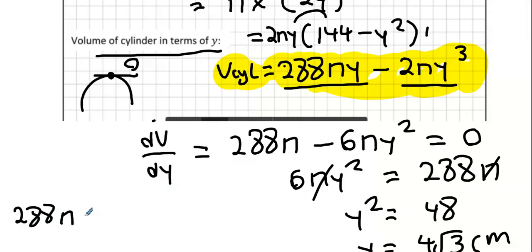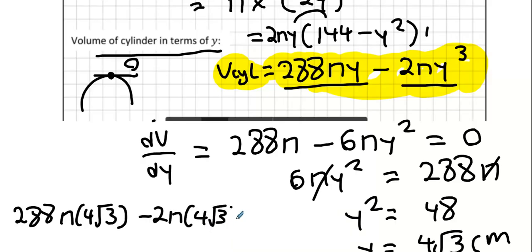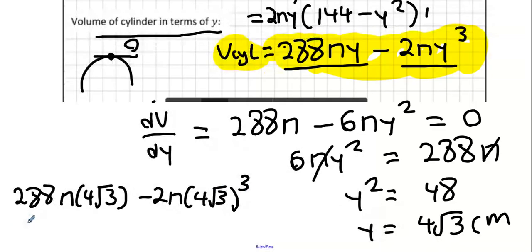288 pi times 4 root 3 minus 2 pi times 4 root 3 cubed. Is that okay? Now, what happens if we throw all that into the calculator? What do we get? 4179 centimeters cubed.